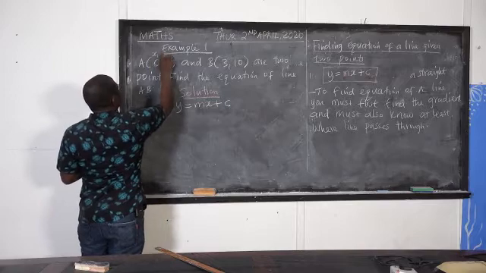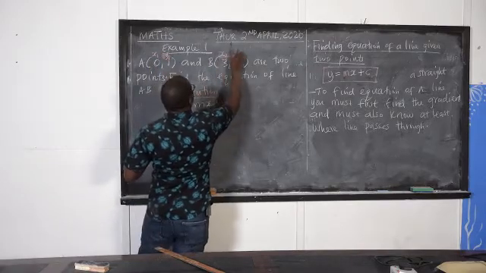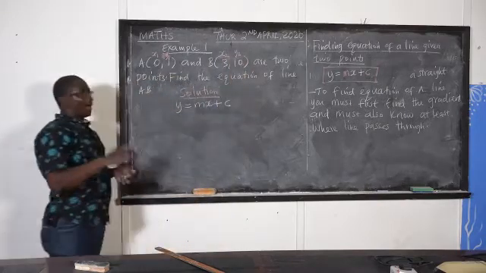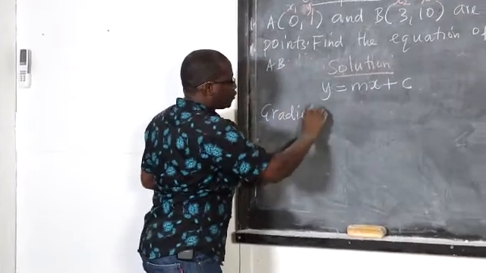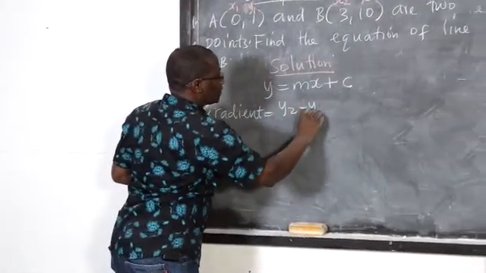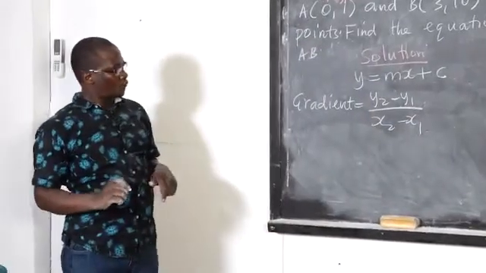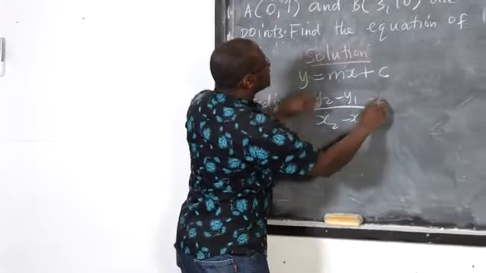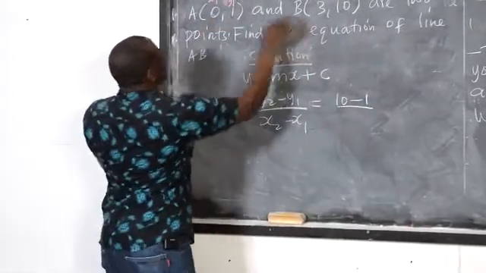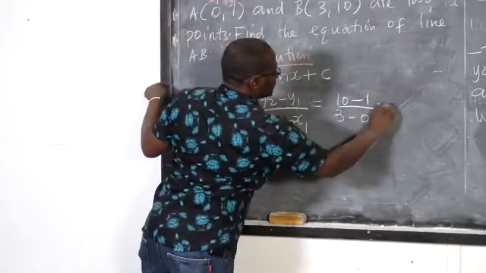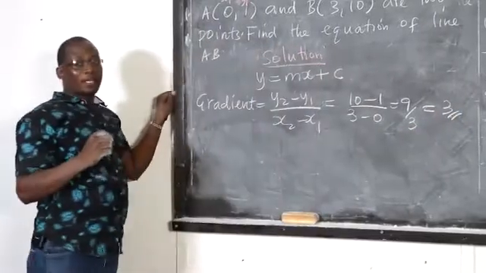x subscript 1, y subscript 1, x subscript 2, and y subscript 2. And write down the formula for getting the gradient. I insist, before you do any substitution, write this formula. It will not take you more than 10 seconds. So from that now, we have 10 minus 1 over 3 minus 0. So that is 9 over 3, which gives us 3. So now we have the gradient, 3.